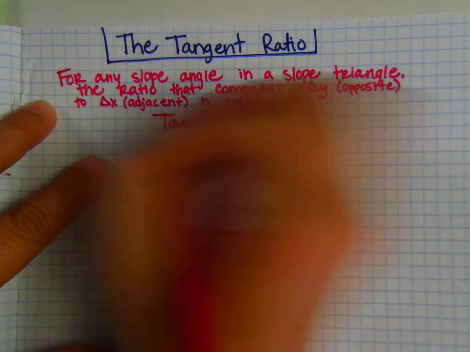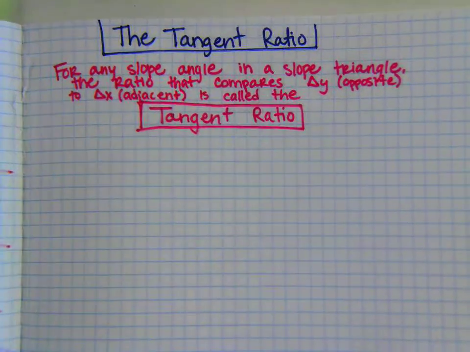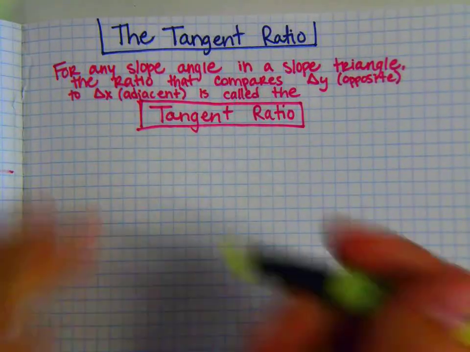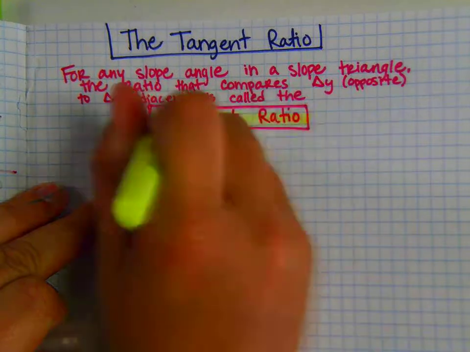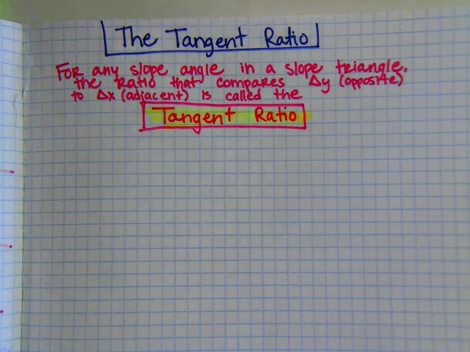And this is exactly what we did at the beginning of the class. We took an angle and there was some relationship between the angle and the slope. So that's just now going to be called the tangent ratio. Okay?